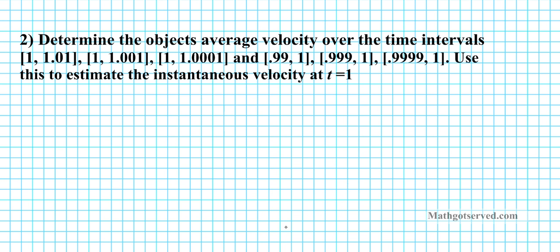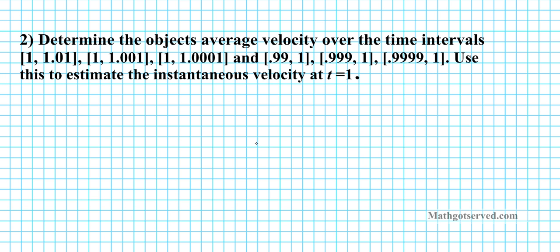All right, let's take a look at question 2. And this example really helps you see the power of the formula that I showed you earlier, okay? So on this number 2, it has us determine the object's average velocity over the time intervals 1 to 1.01, 1 to 1.001, 1 to 1.0001, and then to the left 0.99, 0.999, and 0.9999. Use this to estimate the instantaneous velocity at t equals 1. Okay, so the goal is, can we actually determine what the speed of this object is at t equals 1 using what these left and right limiting values of the average velocity are?